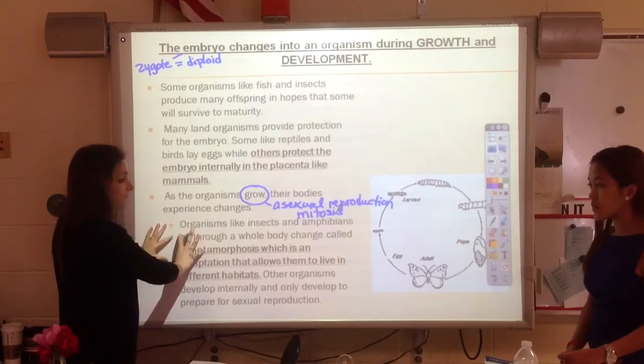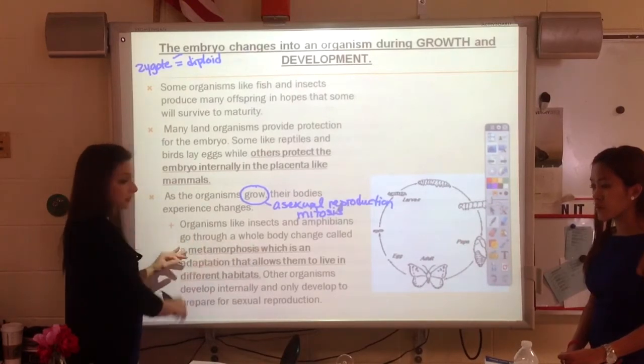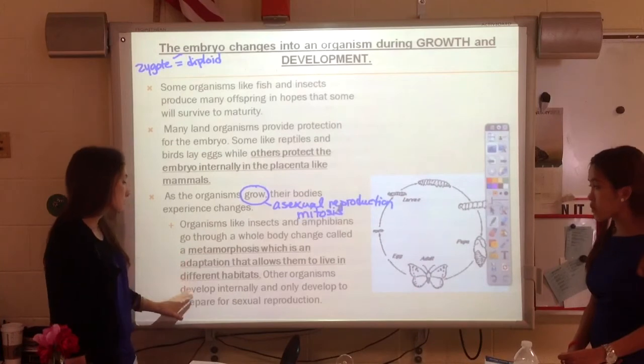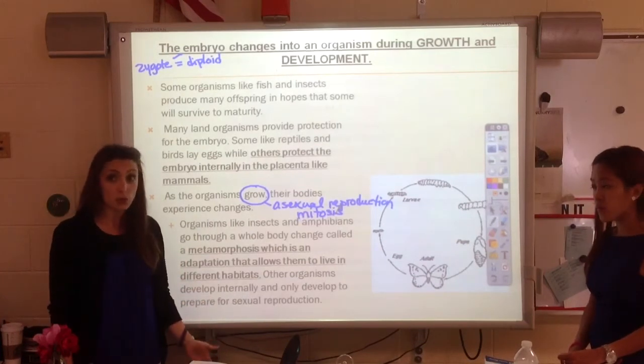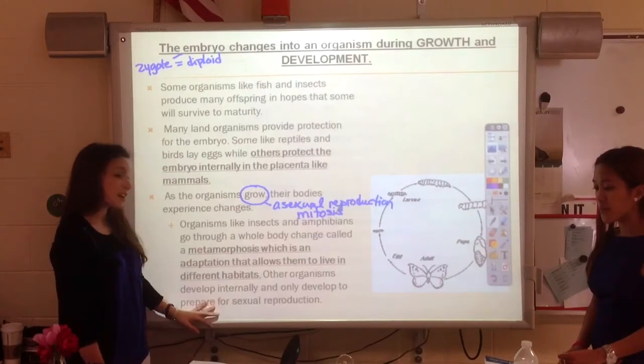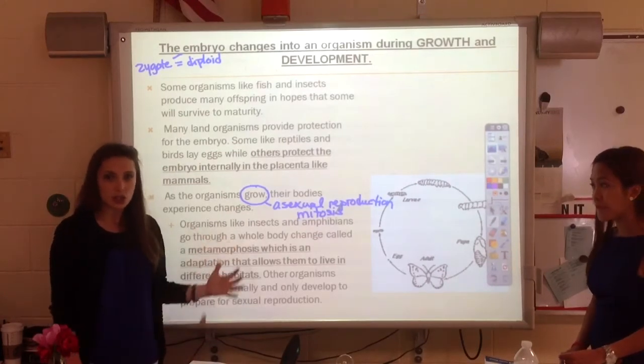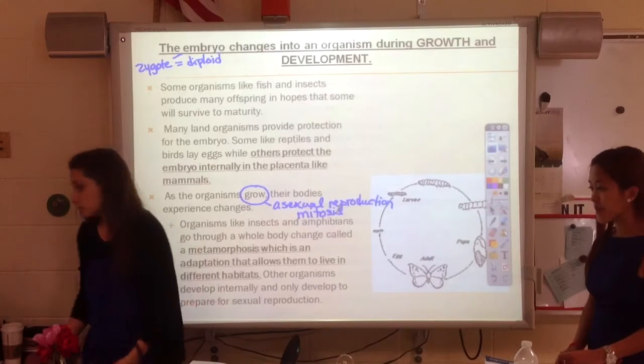So insects and amphibians develop during a whole body change. Other organisms, like mammals, will only develop when they're ready to prepare for sexual reproduction. So when we talk about going through puberty, that's when humans really do their developing.